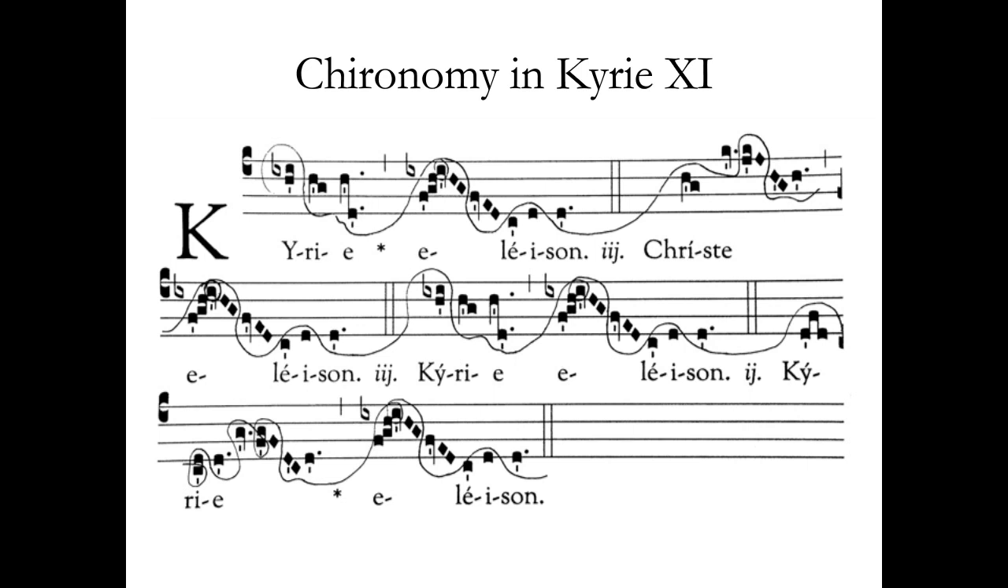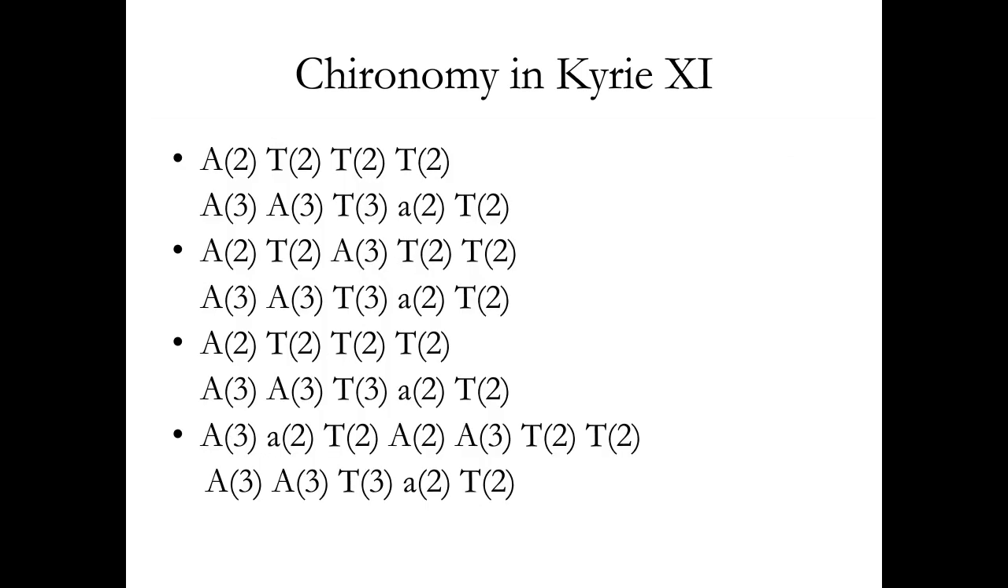Now, this is going to take a little bit of practice. And I've broken it down into an exercise that you can try. So if I look here, if I wanted to just sing Kyrie, that's the first line here. Arsis for two, thesis for two, thesis for two, thesis for two. Eleison would be that next line, starting with the arsis for three. Let's practice just the very first line of this.